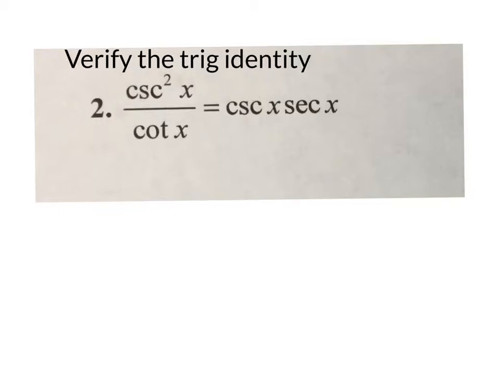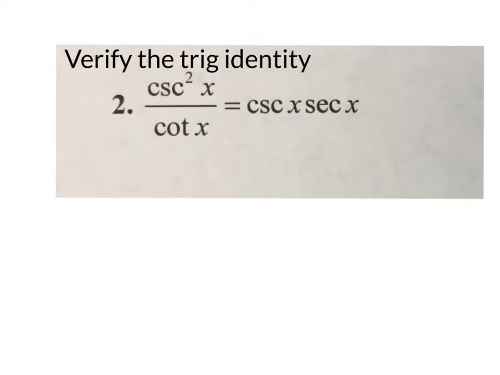Okay, when we're asked to verify this trig identity, we're going to apply a lot of algebraic stuff to it. But first, I'm going to replace cosecant squared with 1 over sine squared, because that's one of our strategies: to replace everything that's not sine and cosine with sine and cosine.